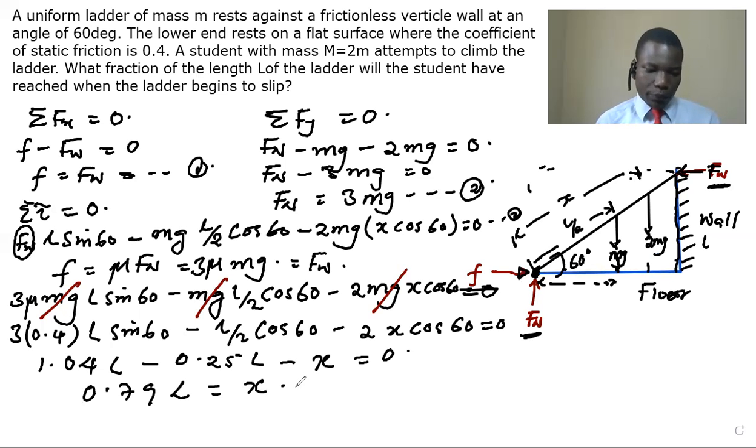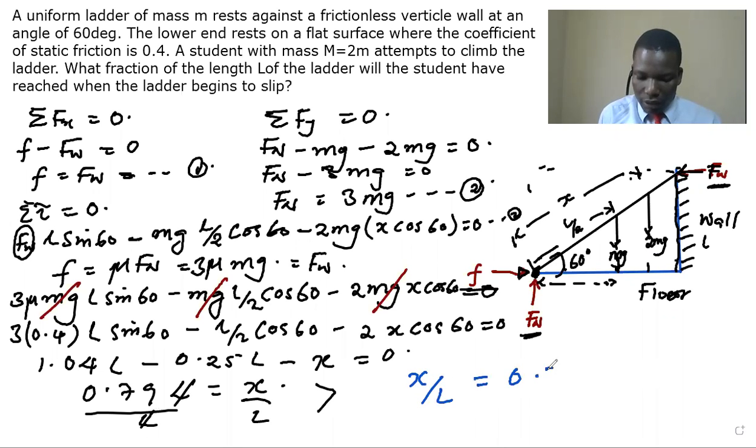Okay, so now we are looking at the fraction of the ladder. So we divide through by L, because that is what is going to give us the fraction. So what we're going to have now is x over L equal to 0.79. Meaning it's about 79%.